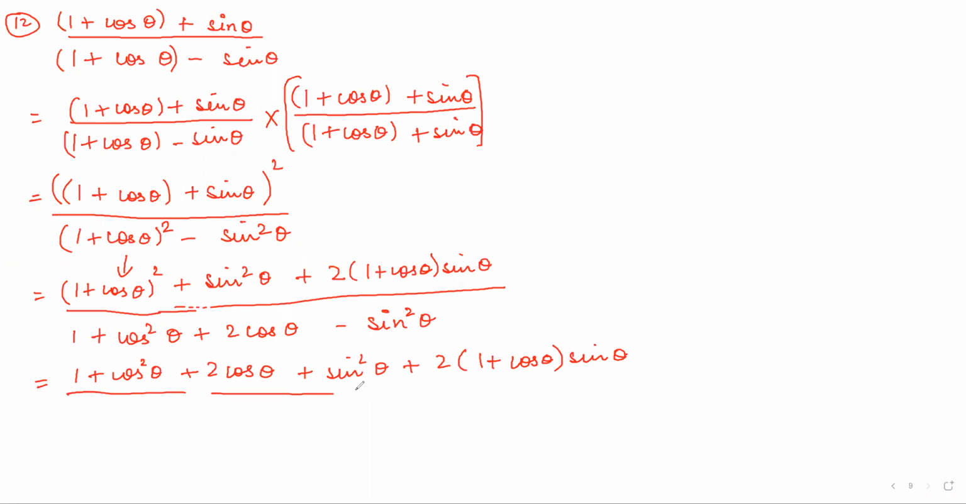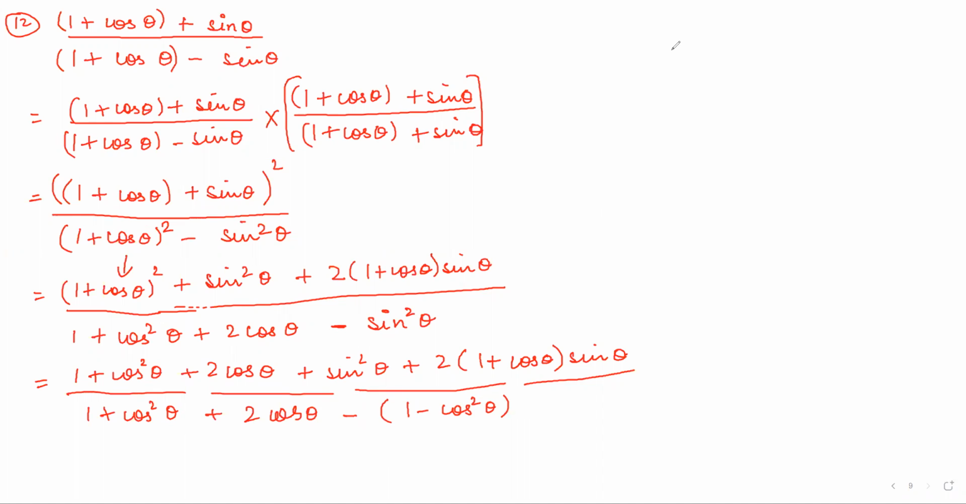Now in the denominator, 1 plus cos square theta plus 2 cos theta. I can also replace this sine square theta as 1 minus cos square theta, right? Yes, ma'am. Because you can see 1 is cos square and minus of sine square. So I cannot do much here, right? So I'll change this sine square theta.